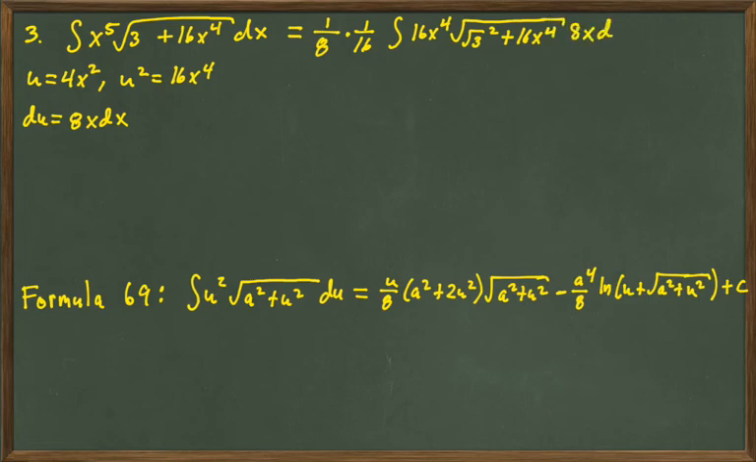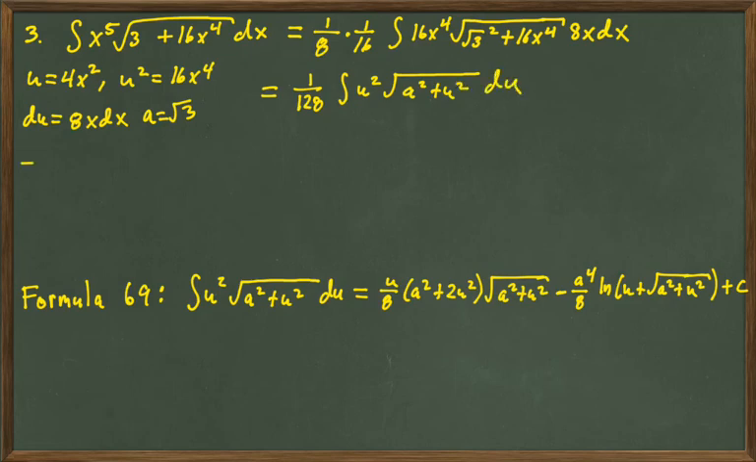And then 8x dx. Okay, so you have x to the 4th and x, both of those out of the radical. That would make the x to the 5th. You got a multiplication of 8 and 16, and then we have a multiplication by 1/8 and 1 over 16, and so those all undo each other. Okay, so this is looking pretty good. So here we have a is equal to the square root of 3. All right, so 1 over 8 times 1 over 16, 1 over 128, integral of u squared square root of a squared plus u squared du. So that looks exactly like formula 69 now.